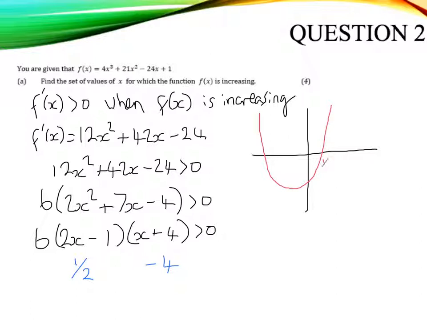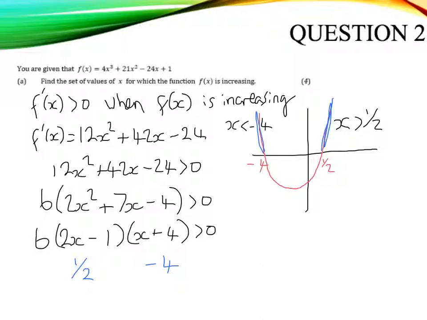So here's a half, here's minus 4. Because it's an inequality, I'm interested in when it's greater than 0. So I want all the values that give me greater than 0, and that's above the x-axis. So here and here. So the two different solutions I can have are when x is greater than a half for all this portion here, and when x is less than minus 4 for this section here.